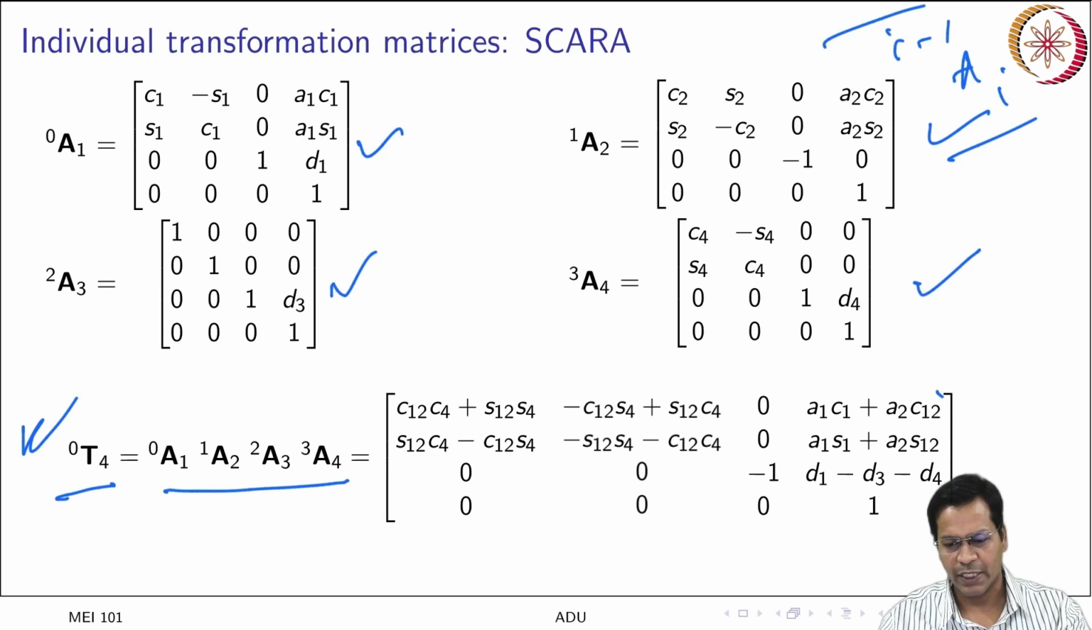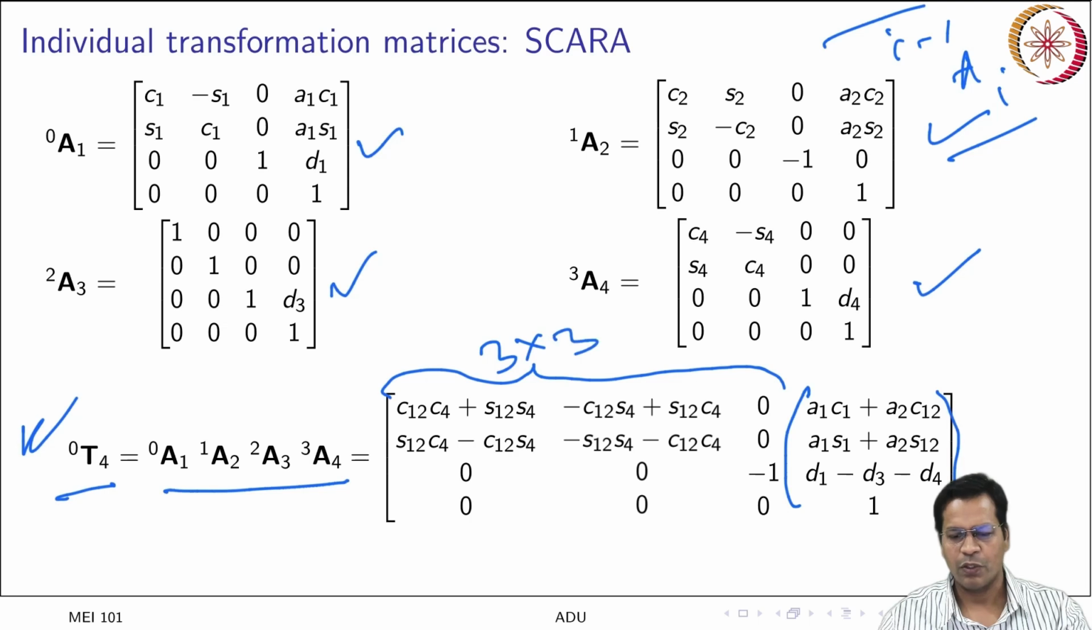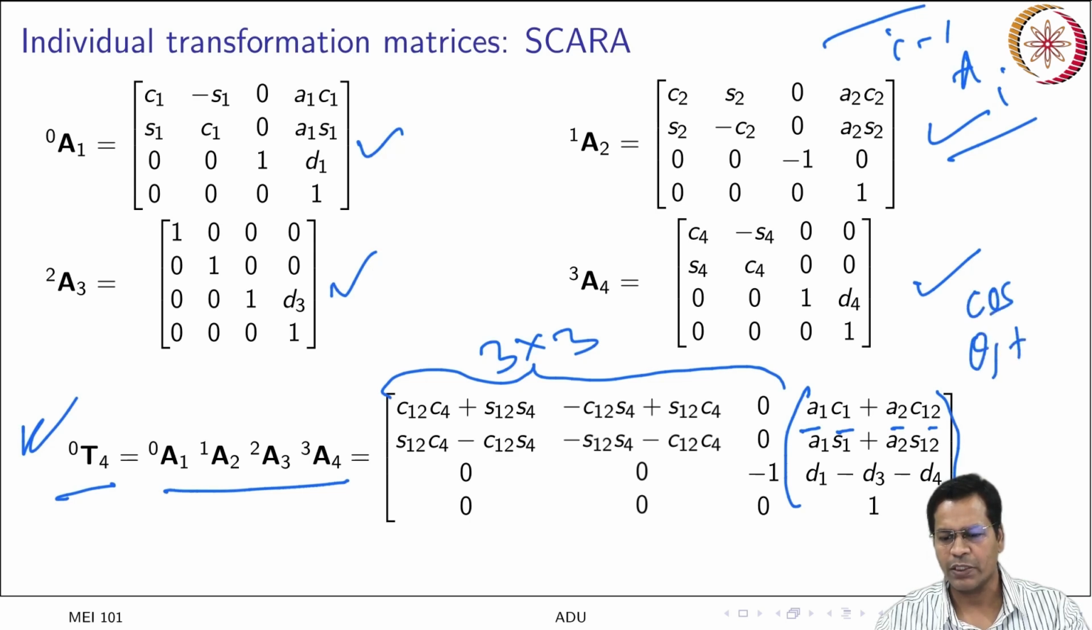This represents your position, and the 3 cross 3 block represents your orientation. At least a few of them you can quickly verify to see if you have obtained them correctly. So you see it is A1 C1 plus A2 C12. C12 means cos of theta 1 plus theta 2. I use this as a shortcut so that you can write it in a compact notation.